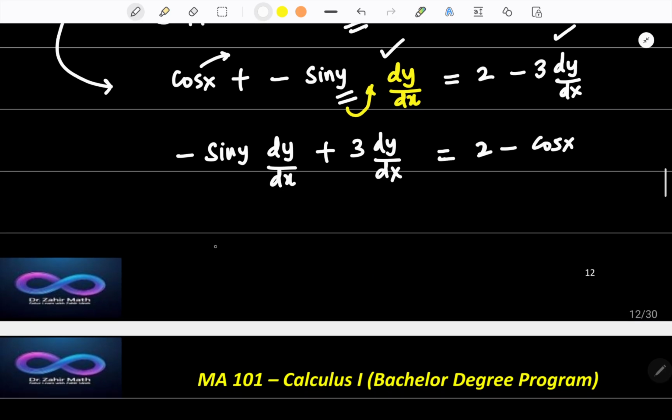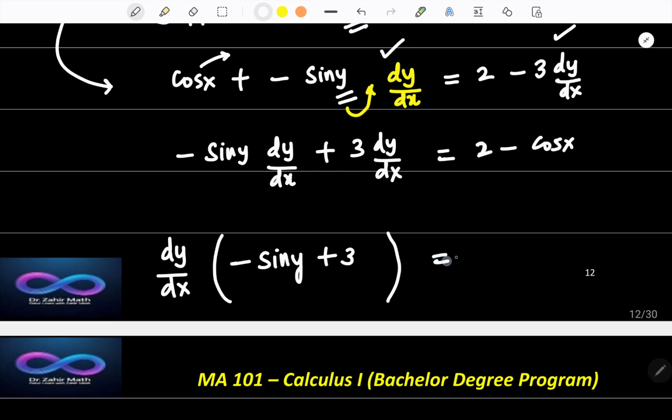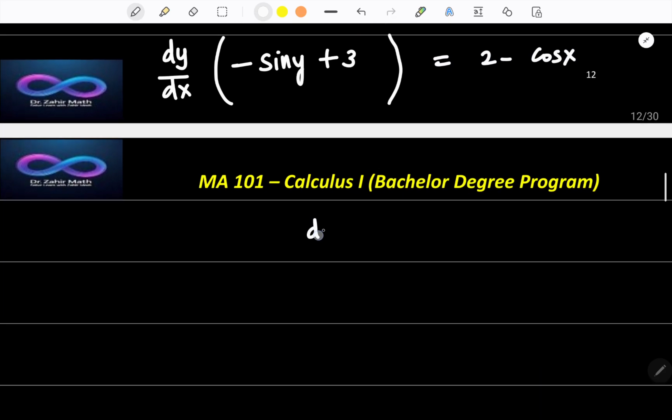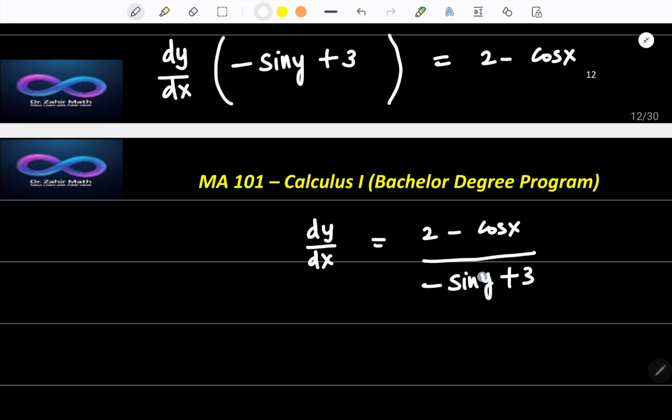Right. So therefore, I'm taking dy by dx as common, or amal mushtarak you can say. Inside is negative sine y plus 3, which is equal to 2 minus cosine x. Now what I'm going to do? I'm going to get dy by dx is equal to 2 minus cosine x divided by, this will go that side as divide, minus sine y plus 3. Right. So this is going to become your answer.